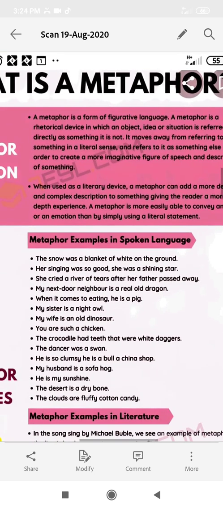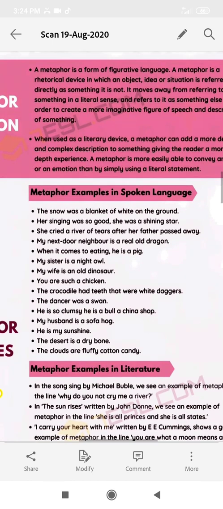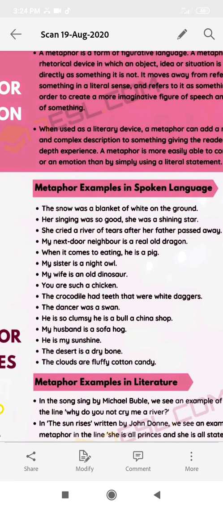ઓકે, so metaphor, here are some examples given for the metaphor. Let's see. First one, the snow was a blanket. The snow was a blanket of white on the ground. So snow જે છે it was not like word નથી યુઝ થયો. કમ્પેરિઝન થયું છે શેની વચ્ચે? સ્નો એન્ડ બ્લેન્કેટ. સ્નો એ શું હતું? બ્લેન્કેટ જ હતો. સ્નો એ બ્લેન્કેટ છે. બરોબર, વ્હાઇટ બ્લેન્કેટ છે. So it is compared without using word like or as.